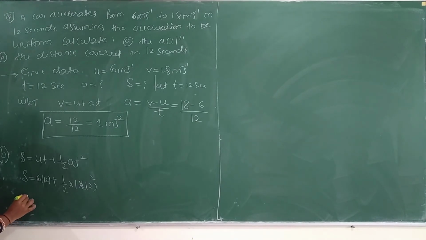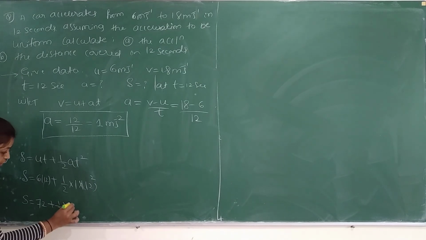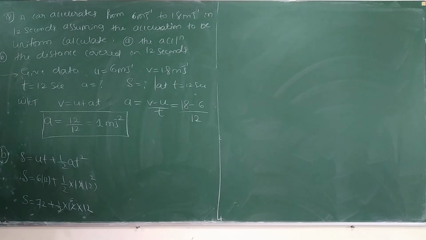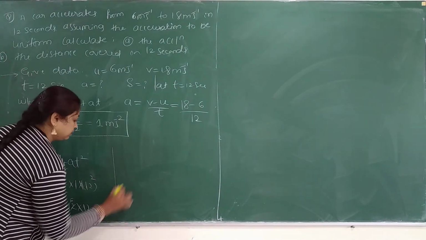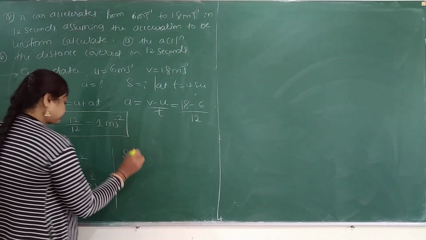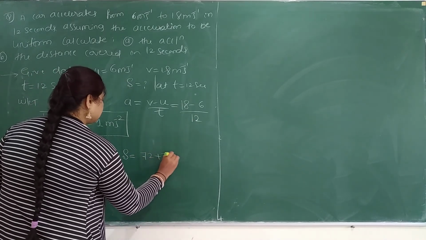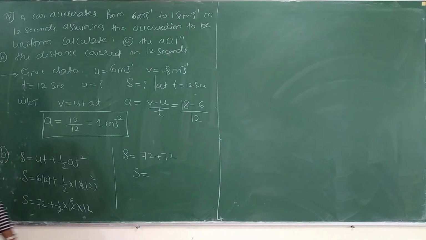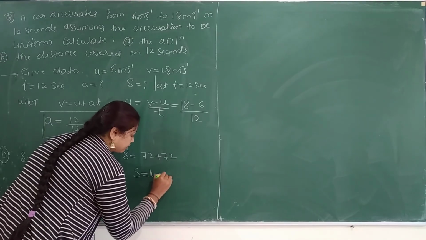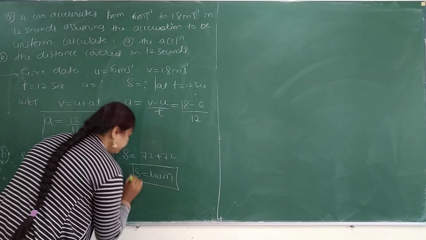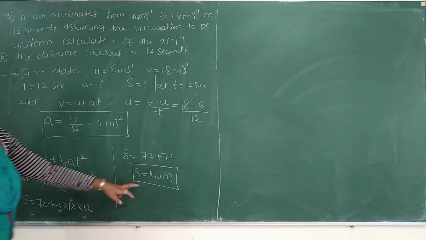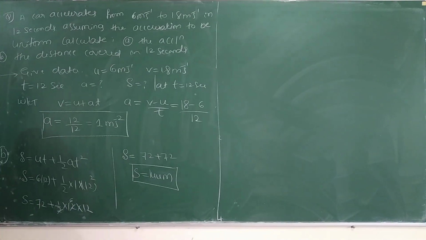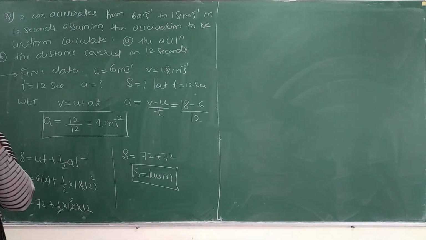So here 12 6s are 72 plus 1 by 2 into 12 into 12. This will be 2 1s are 2, 6, again 12 6s are 72. Then S is equal to 72 plus 72. S is equal to 144 meter. So the car covers 144 meter in 12 seconds. So this is the solution. Note down.